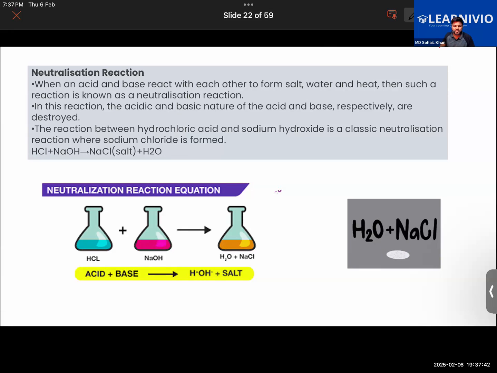See, basically, about iron, when iron reacts with water and with the air, rust is formed. Getting it? And rust is basically Fe2O3. That is the formula for rust. This is something which you'll be studying in higher classes.